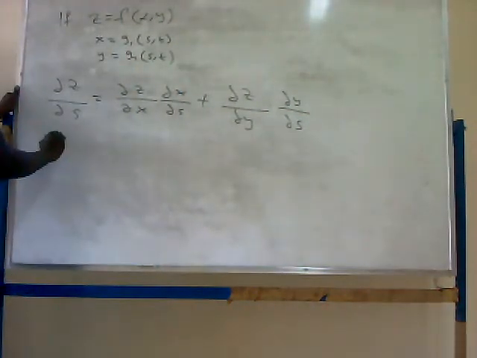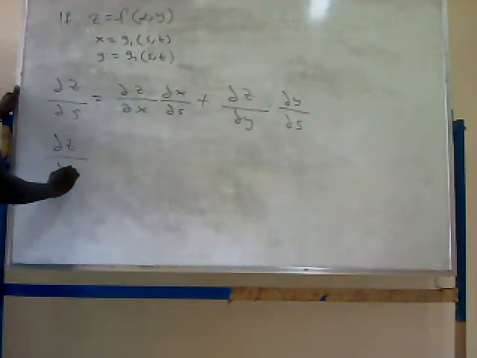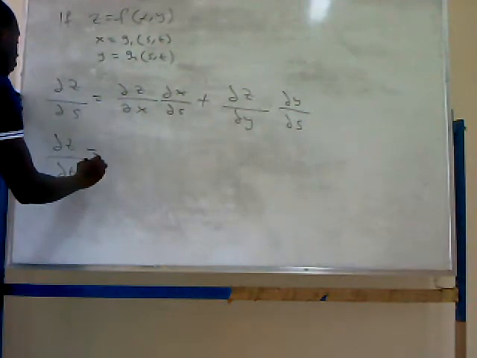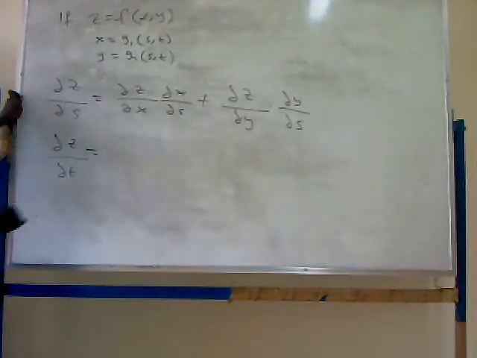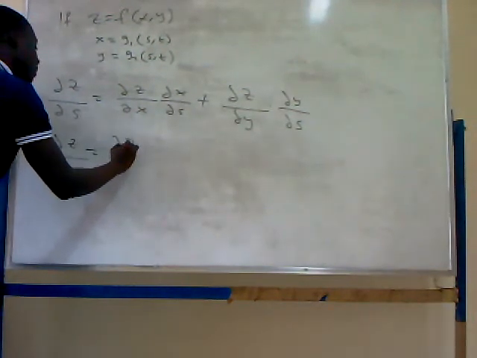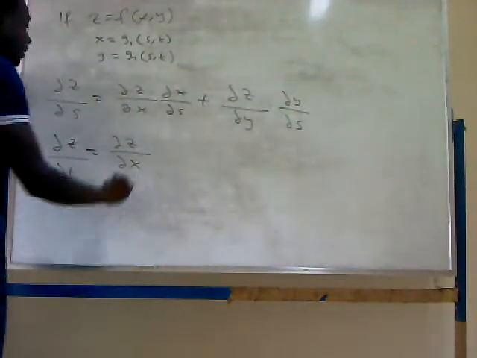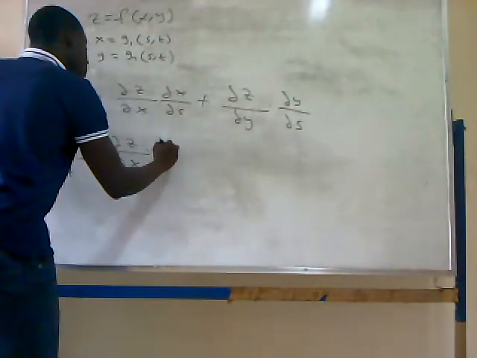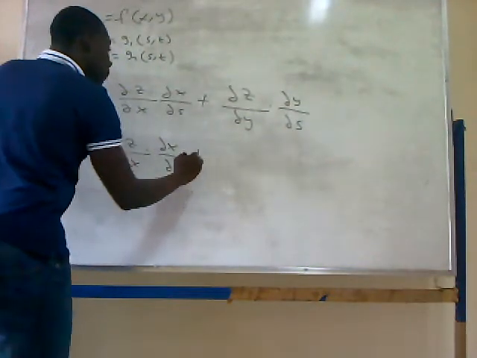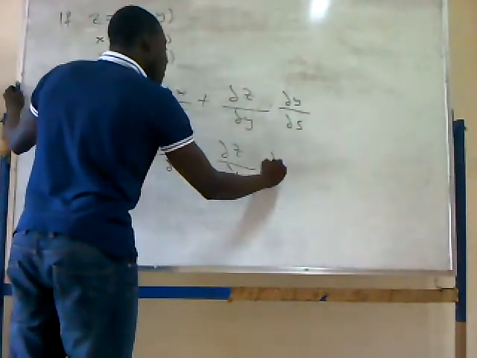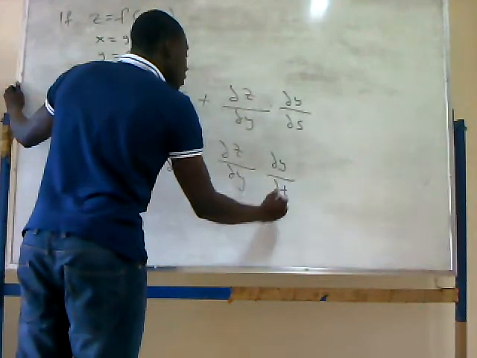Next, we may also be asked to find del z del t, that is the rate of change of z with respect to t as we see s as a constant. Now this is also given by del z del t. We differentiate z partially with respect to x and differentiate x partially with respect to t, plus differentiate z partially with respect to y and differentiate y partially with respect to t.